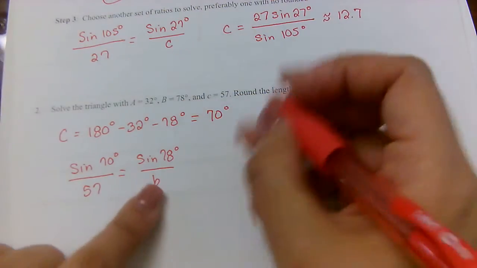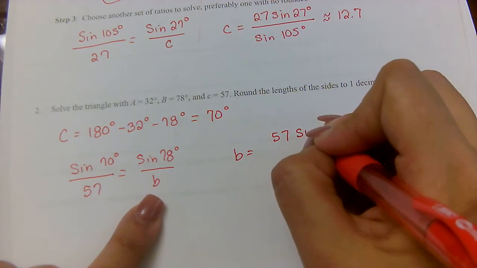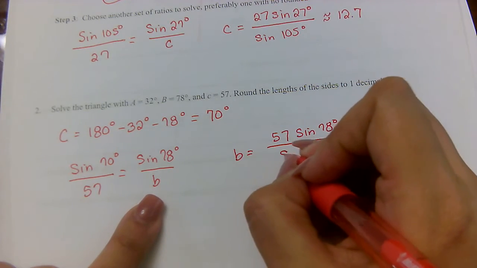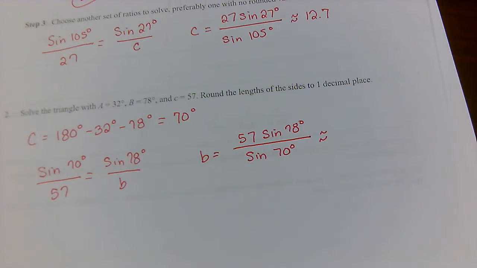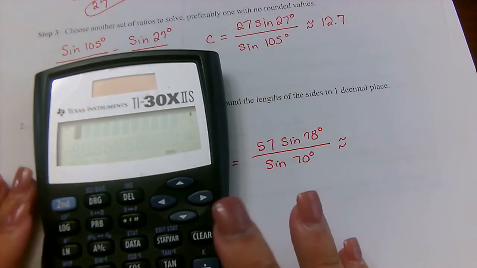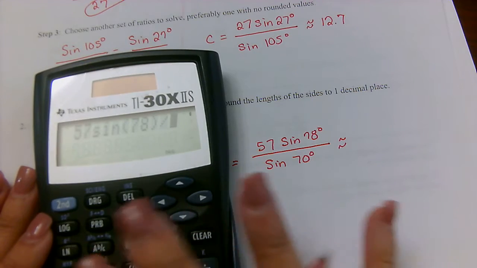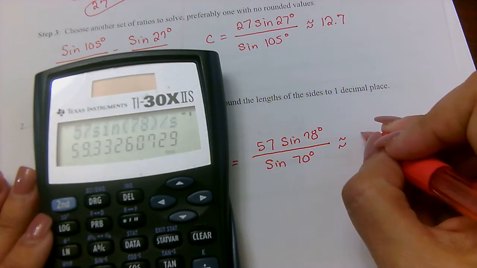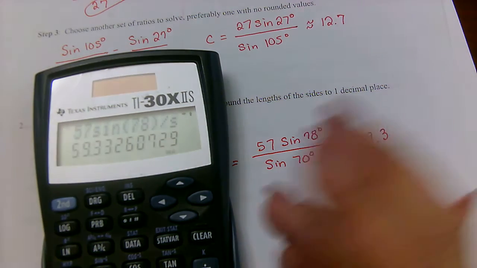Now I can do bat and ball. b is equal to 57 sine 78 degrees divided by sine of 70 degrees. Plug that into the calculator: 57 sine 78 divided by sine of 70. And I'm going to get approximately 59.3.